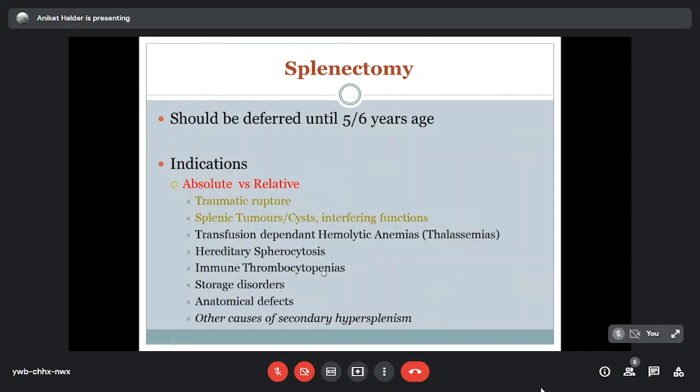In immune thrombocytopenias, usually splenectomy is not done, and the conservative treatment with steroids or intravenous immunoglobulins is mostly effective in controlling ITPs. In storage disorders, if there is massive splenomegaly with hypersplenism and associated cytopenias, splenectomy may be considered. And in other causes of secondary hypersplenism, the underlying primary etiology should be evaluated, and the splenectomy should be considered likewise.